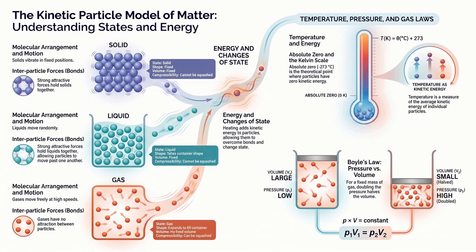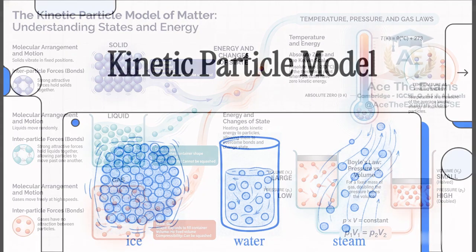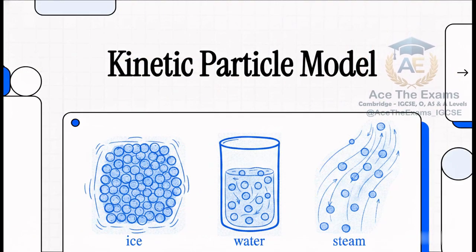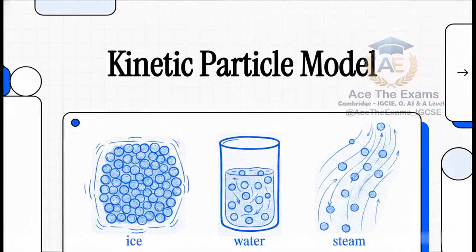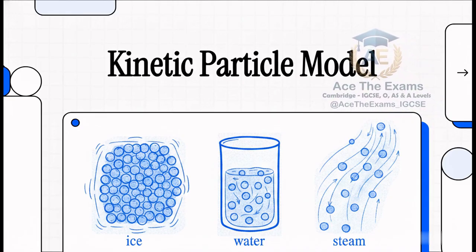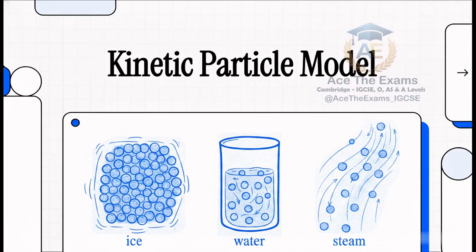Okay, let's dive right in and uncover how the invisible, non-stop movement of tiny particles dictates the physical properties of literally everything around us. Have you ever just stopped and wondered why an ice cube holds its shape while water just slips right through your fingers and steam seemingly vanishes into thin air? Well, the answer to that actually lies in a hidden universe, one that's entirely invisible to the naked eye. So today, we're exploring the kinetic particle model of matter.